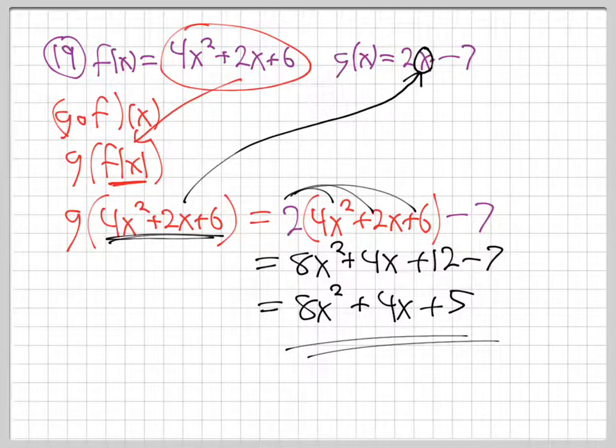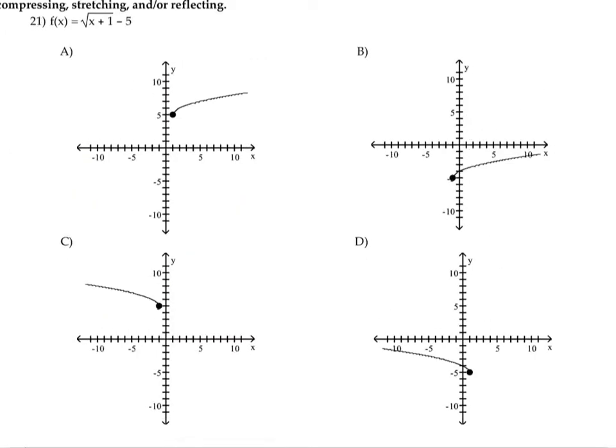Hopefully that's one of the answers. Oh, 8x squared plus 4x, yeah, it's D, isn't it? It's D. C. Oh, C. I'm looking at the wrong one. Yeah, they're close. It's C. Option C. There we go. Questions on that one? Go back to 20.